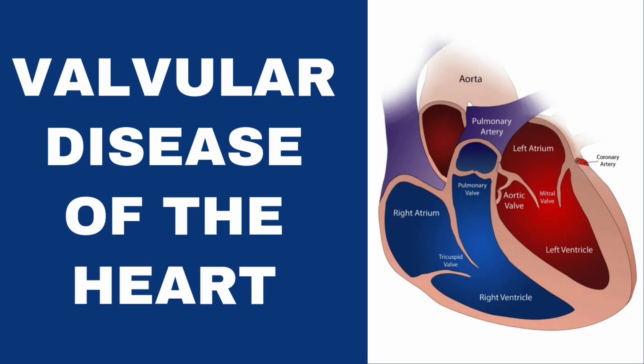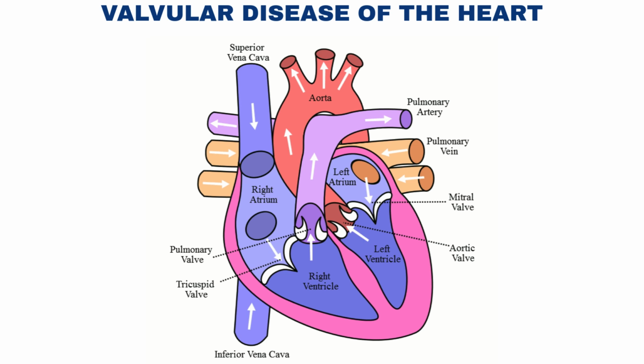In this video, we will be covering valvular disease of the heart. As we know, the heart has four chambers. The two upper chambers are called the left and right atrium, and the two lower chambers are called the left and right ventricle. The four valves at the exit of each chamber maintain one-way continuous flow of blood through the heart to the lungs and the rest of the body.